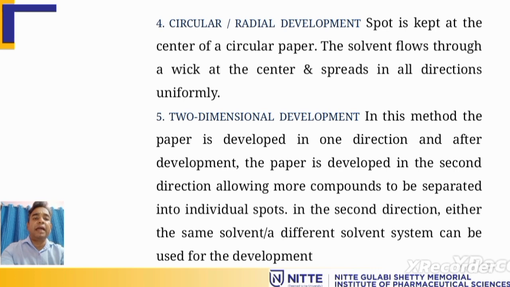And then we have a two-dimensional development. In this method, the paper is developed in one direction, and after development the paper is developed in the second direction, allowing more compounds to be separated into individual spots. In the second direction, either the same solvent or a different solvent can be used depending upon how the separation has happened, and which compound has to be eluted towards the other side. So looking into the nature of the compound, we can choose the solvent system. We have a freedom here to design the solvent system.